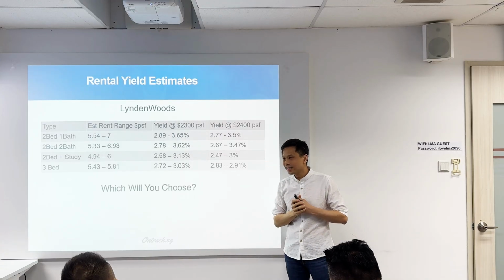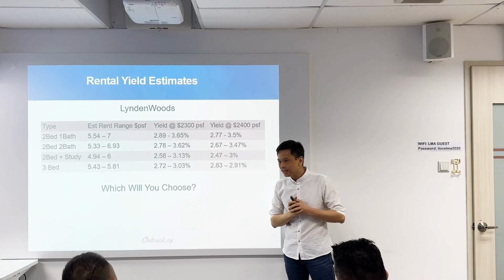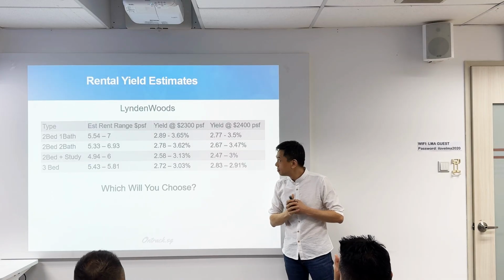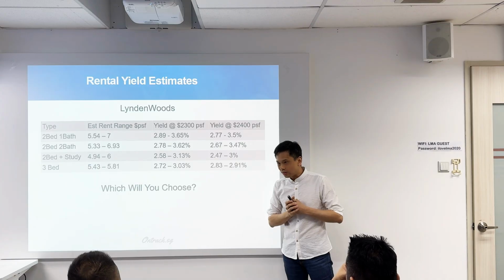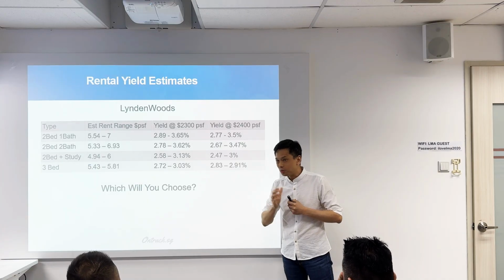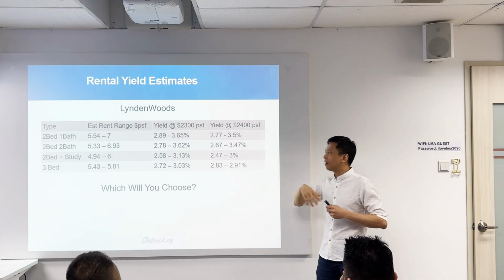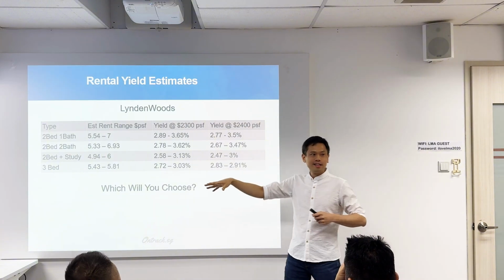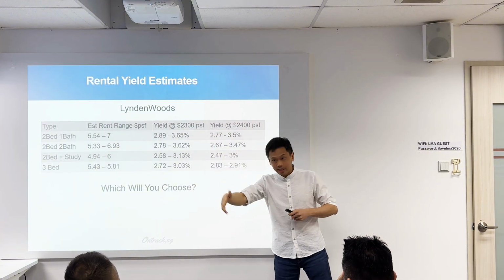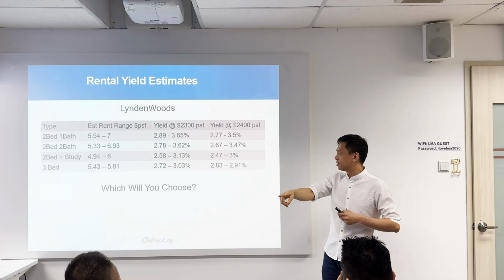The yield, okay, not too much difference. 2.67 versus 2.77. But I still choose 2-bedroom. I see certain people have a specific preference. I may want to stay. You may want to stay, okay? So they are the option.